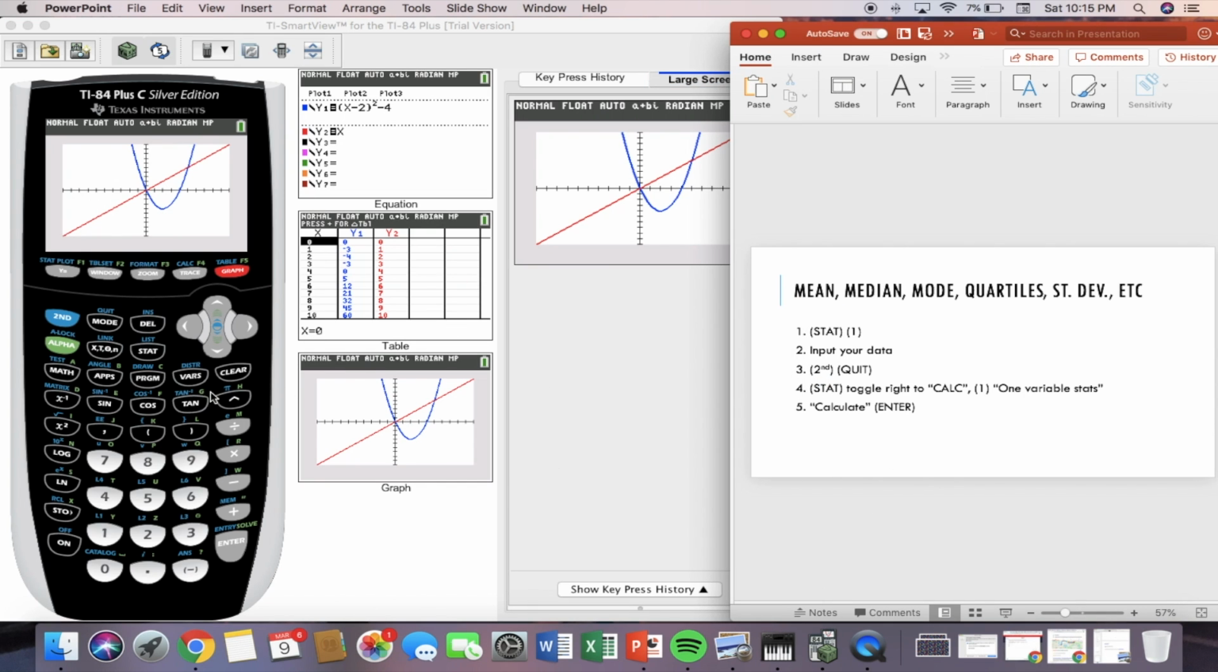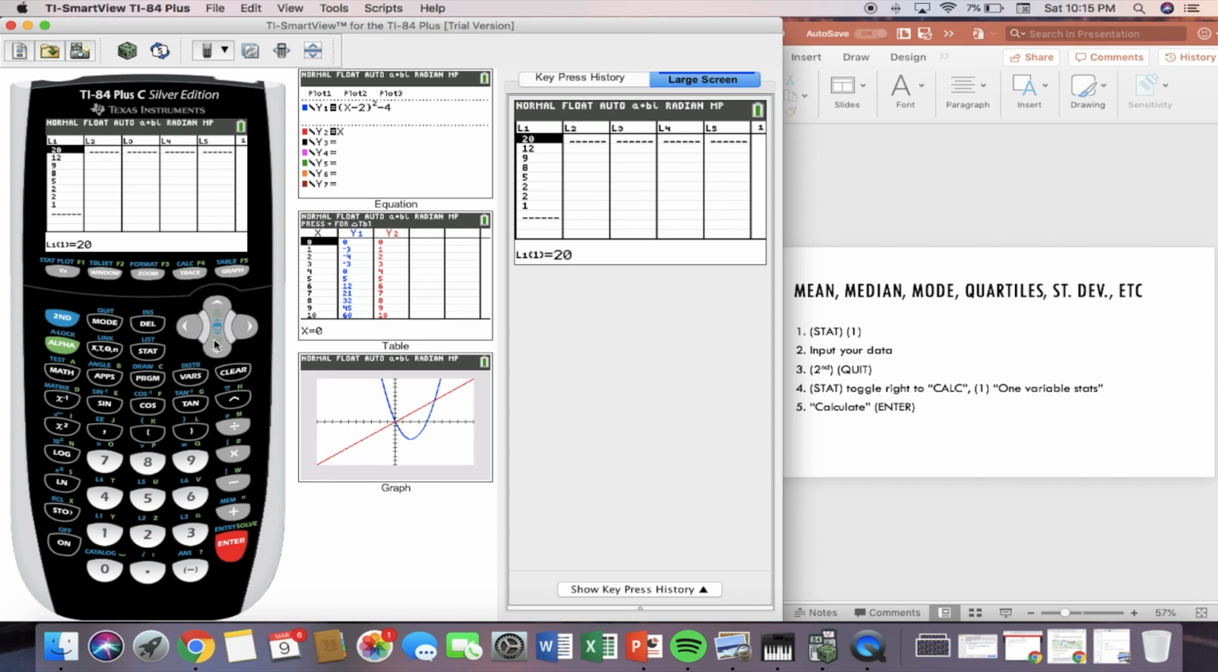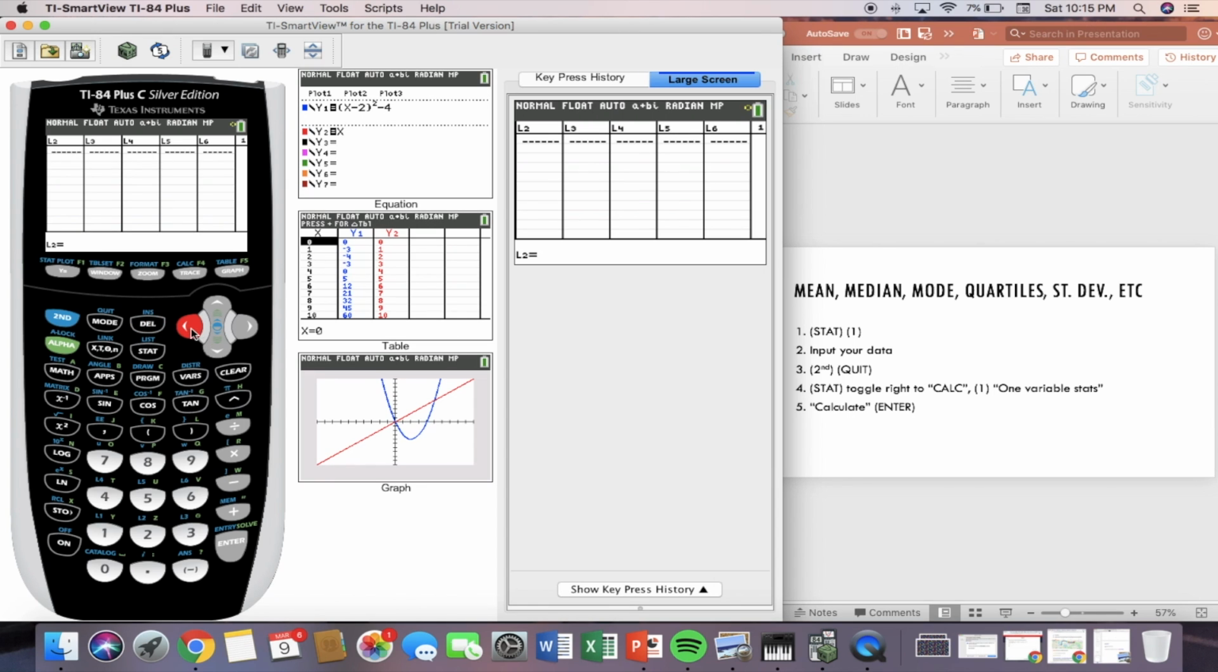Alright, now let's talk about finding the mean, median, mode, quartile, standard deviation, minimum, maximum, all that good stuff in the stat function. So first we're going to go to stat, and then we're going to go to edit. So this is going to edit our list. So let's just put a few more terms in here. Actually, we're just going to clear the whole list off because I don't need to keep that.